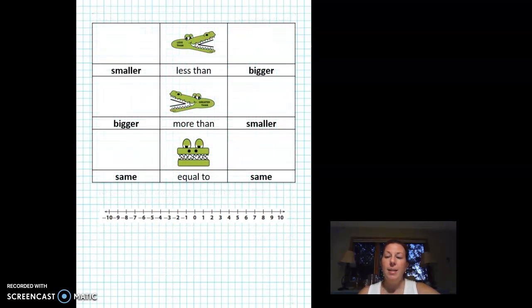Now on the right-hand side, take a moment to glue these pieces so it looks exactly like this page. Again, pause the video until you have glued these pieces into your notebook.